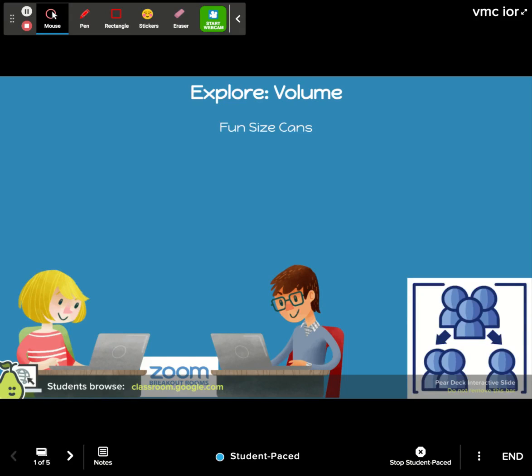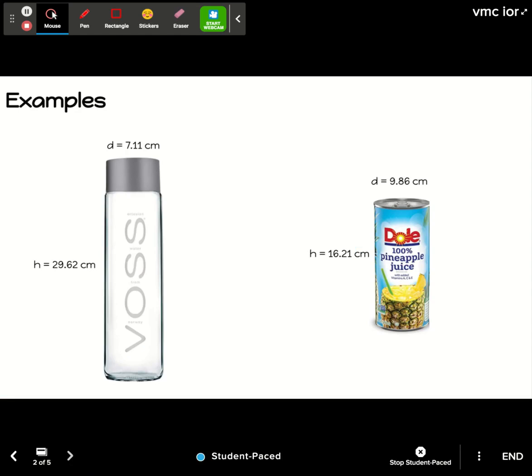All right, guys. So we're going to talk about this real life, real world example, exploring volume with fun sized cans. And so, first, I have to explain and diagram and give you just an image. So, this is an image of a Voss water bottle on the left hand side. And on the right hand side, you have a Dole pineapple juice can.